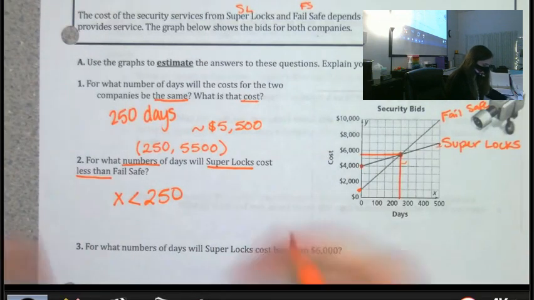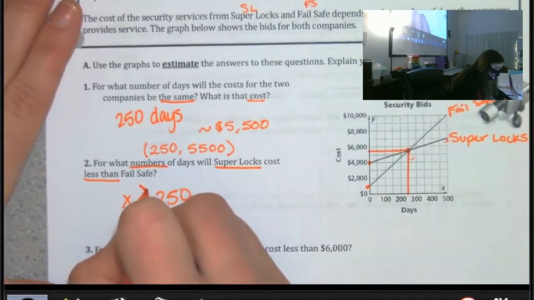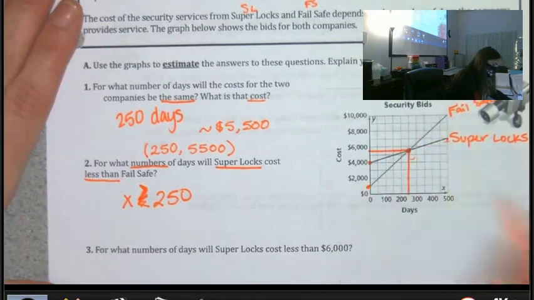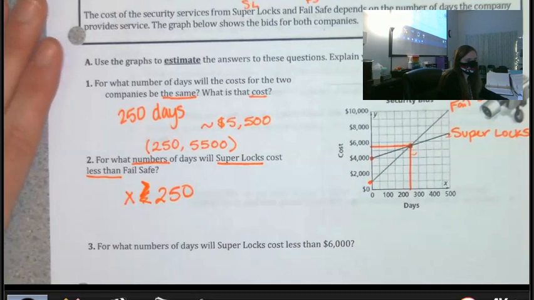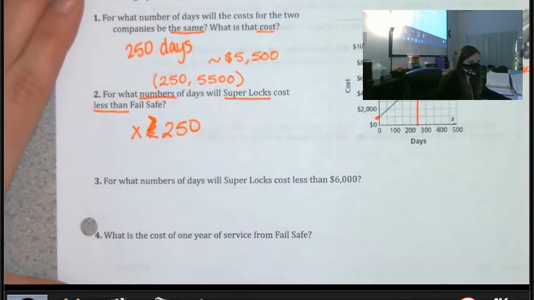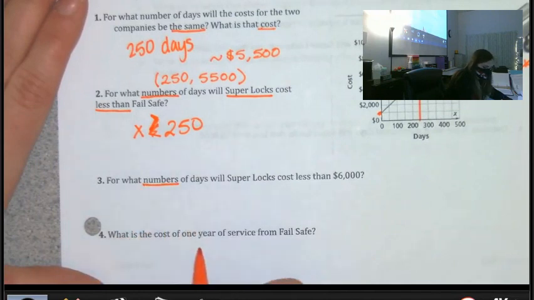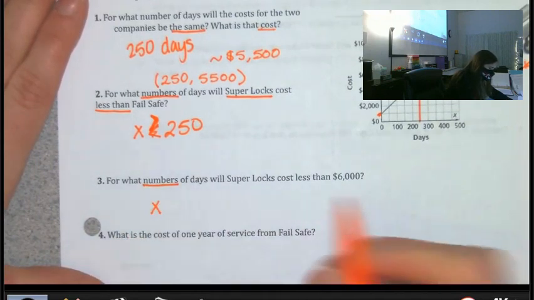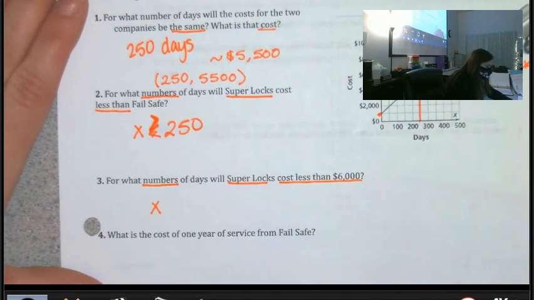$250, right? Yes. Actually, I need to go this way with X because we said X needs to be bigger. All right. Let's look at this. For what number of days, so we have our X again, of days will Superlocks cost less than 6,000?